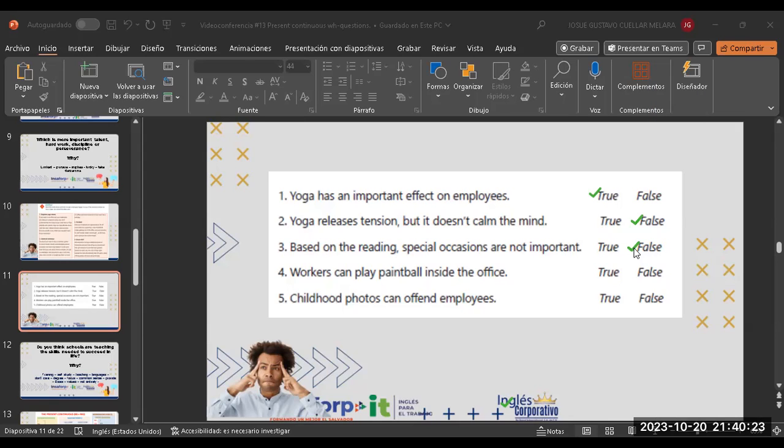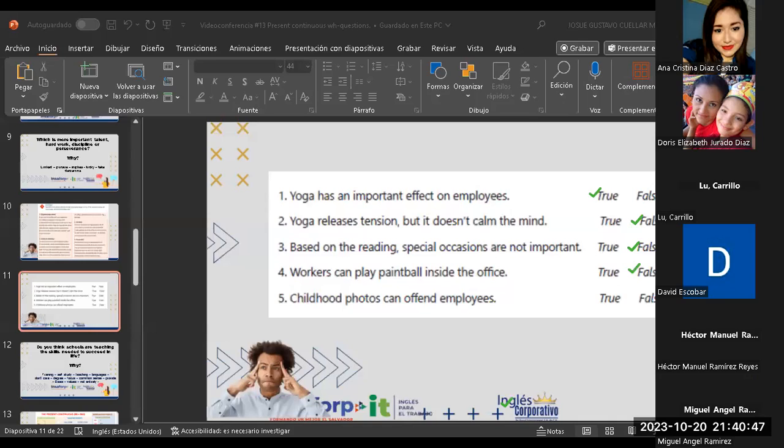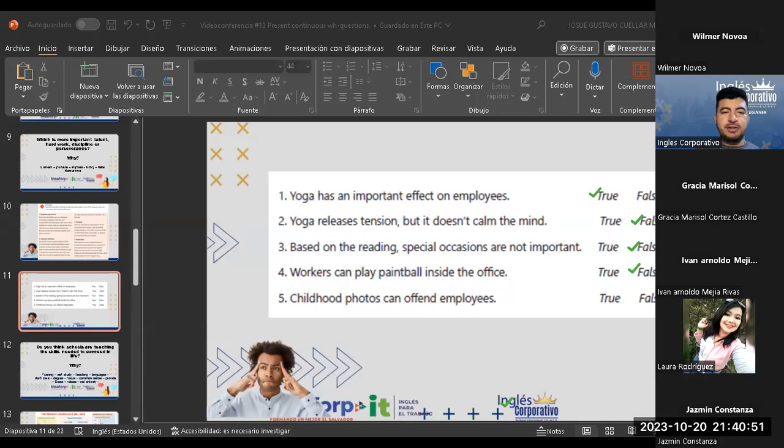Number 4. Workers can play paintball inside the office. Dentro de la oficina? No, false. Especially paintball, you need space, right? You need space to move around. So that's it. Thank you, Wilmer. And here we have number 5. Any other volunteer? Childhood photos can offend employees.